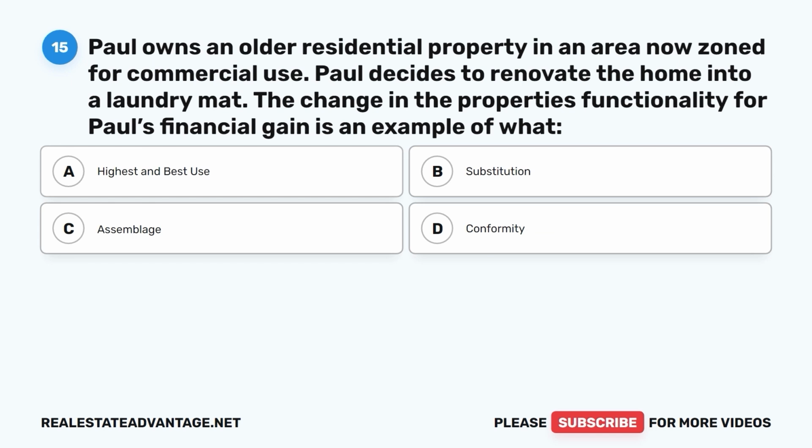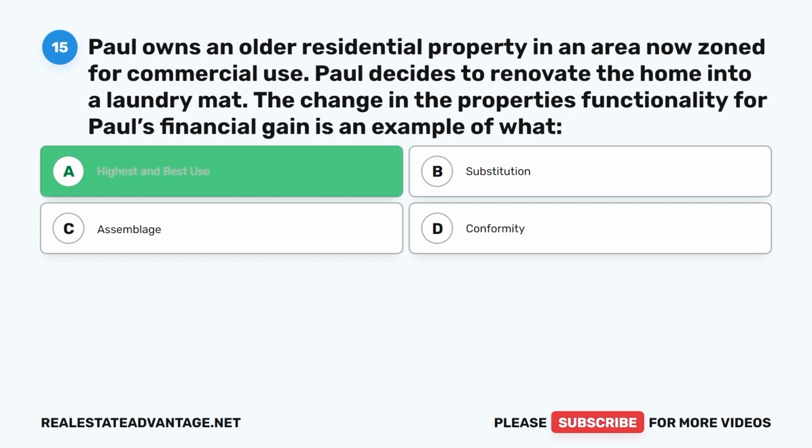Question 15. Paul owns an older residential property in an area now zoned for commercial use. Paul decides to renovate the home into a laundromat. The change in the property's functionality for Paul's financial gain is an example of what? A. Highest and best use. B. Substitution. C. Assemblage. D. Conformity. The correct answer is A.